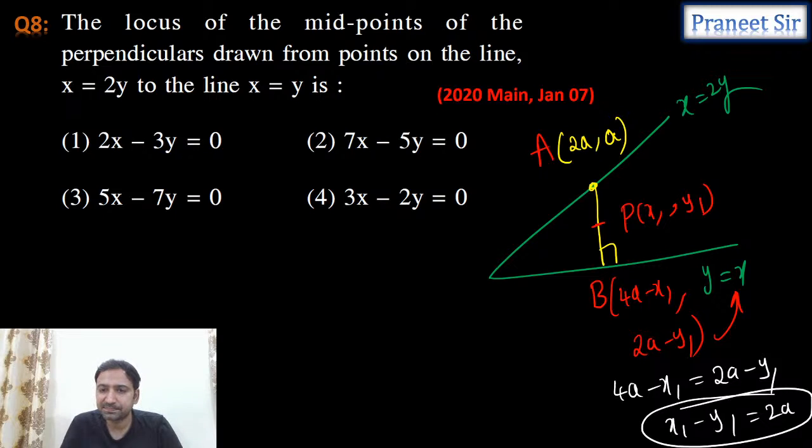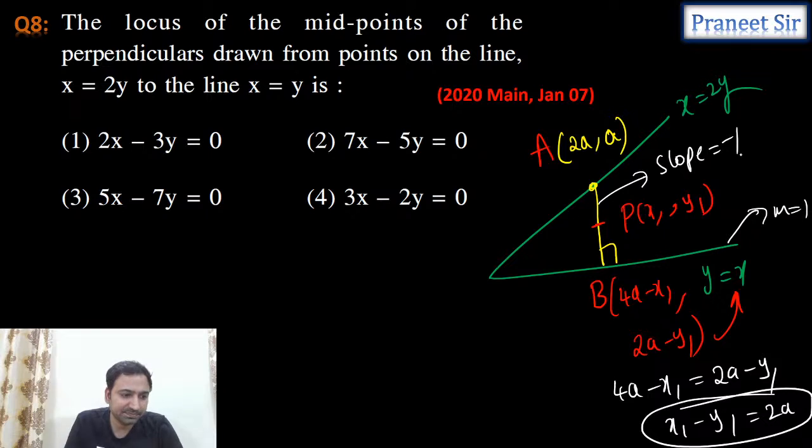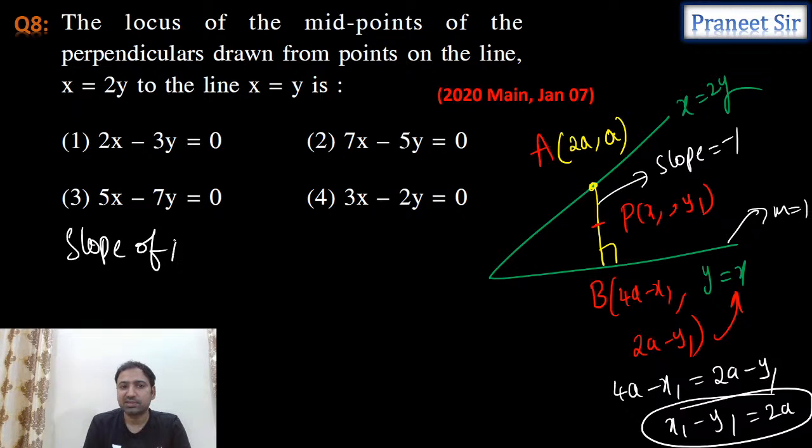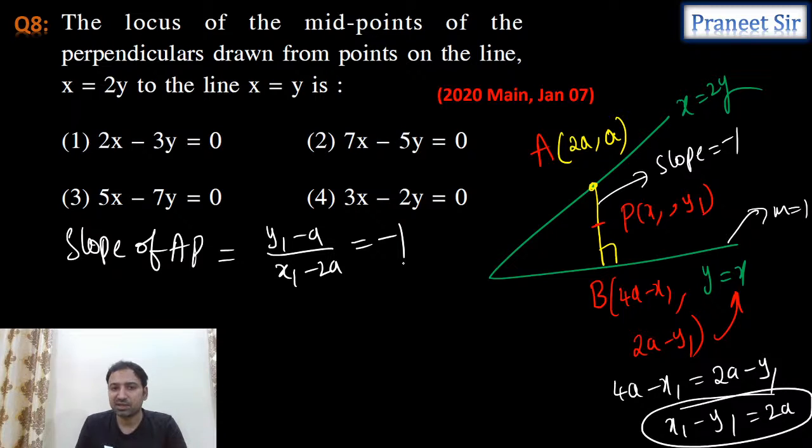And then slope of this line is 1. So compulsorily slope of this line is equal to minus 1 because they are perpendicular. So now calculate slope of AP, guys. Slope of AP should be equal to minus 1. So if you calculate this, how much are we getting? (y1 minus a) by (x1 minus 2a) is equal to minus 1. Now when we cross multiply and simplify this, we're getting x1 plus y1 is equal to 3a only.